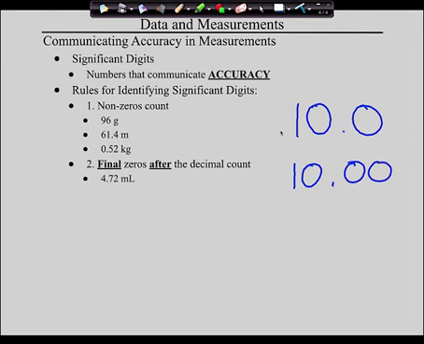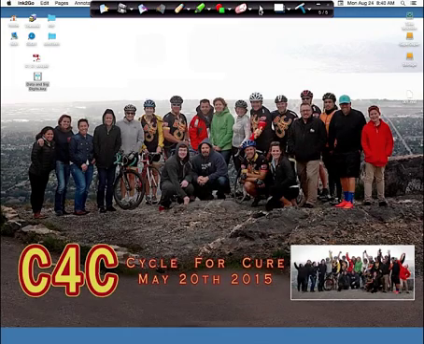4.72 milliliters. How many significant digits? 3. What about 4.720? All 4, because that's the final 0 after the decimal. You get it? Okay. Then guys, what about a number like 82.00000 seconds? How many significant digits? All of them. Do you get the idea that this is telling us that we looked for tenths, hundredths, thousandths, and 10,000ths of a second, and we just didn't find any, communicating accuracy? You get the idea? Okay. So guys, those are two types of significant digits. There's only one more.